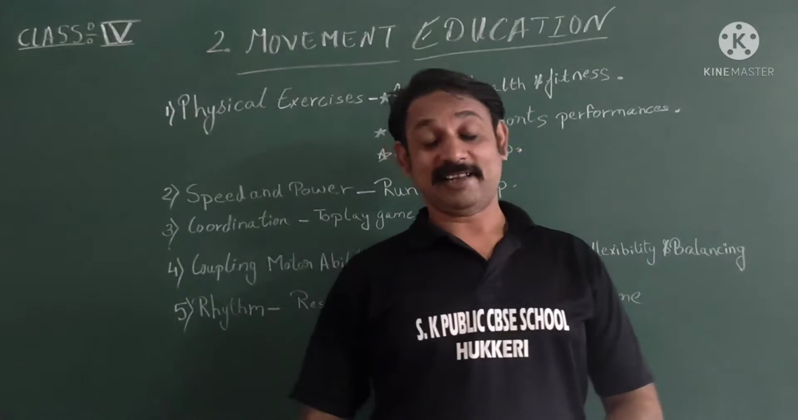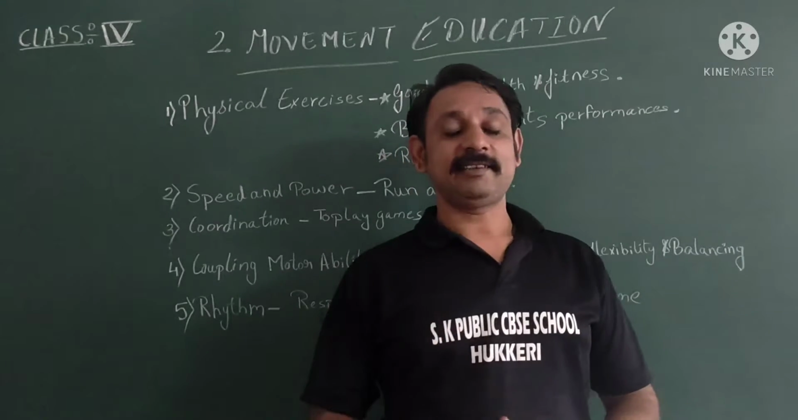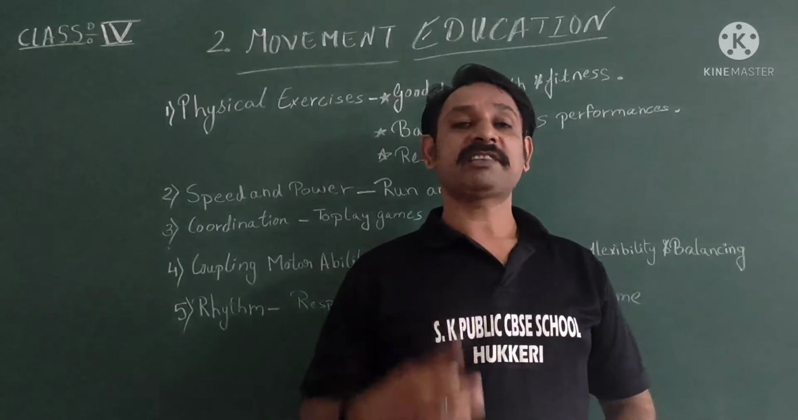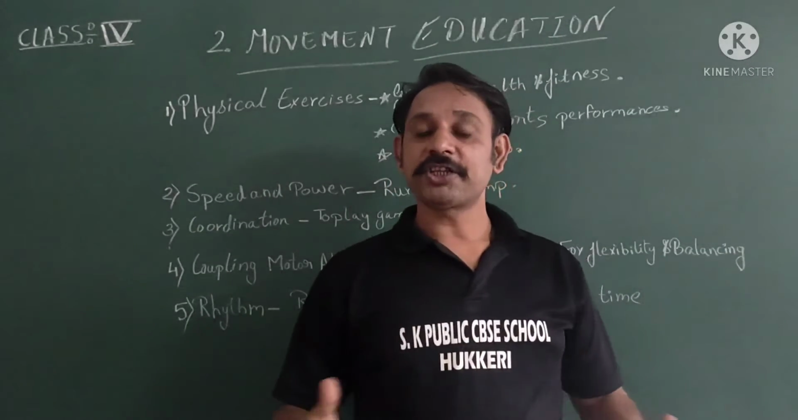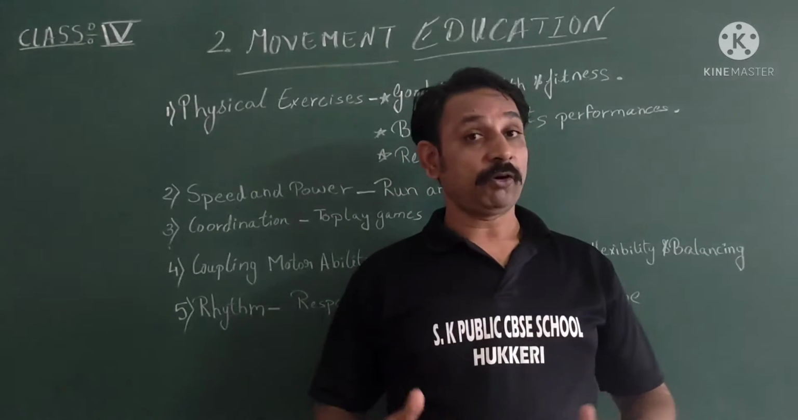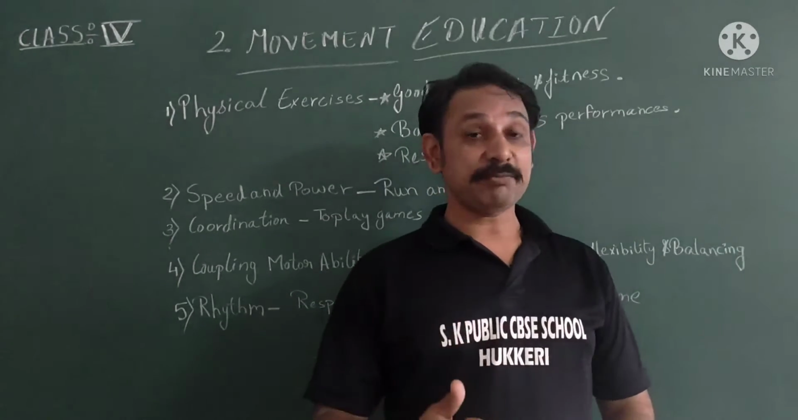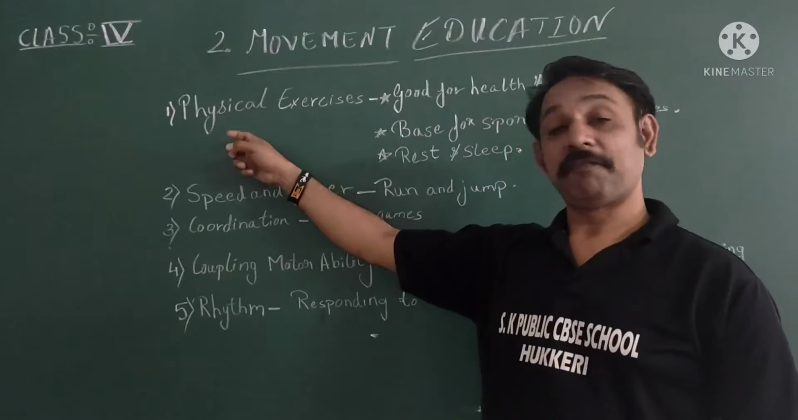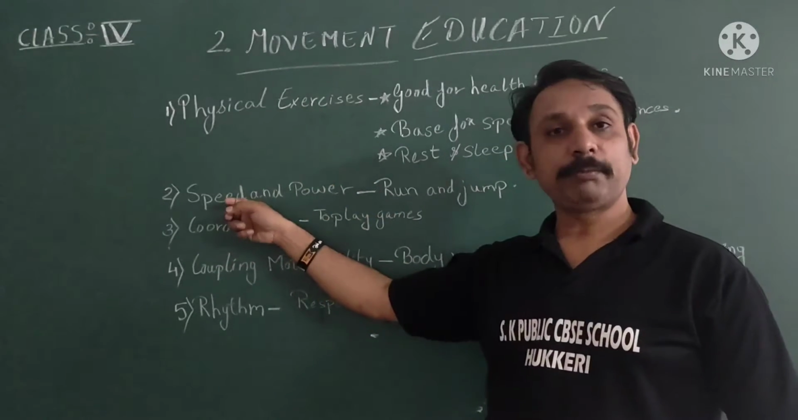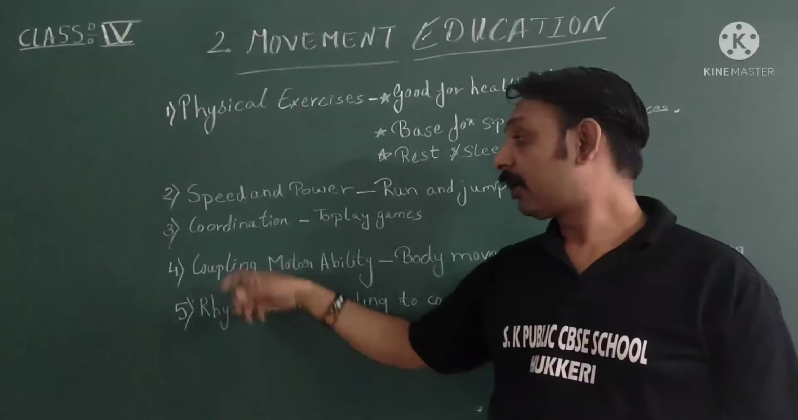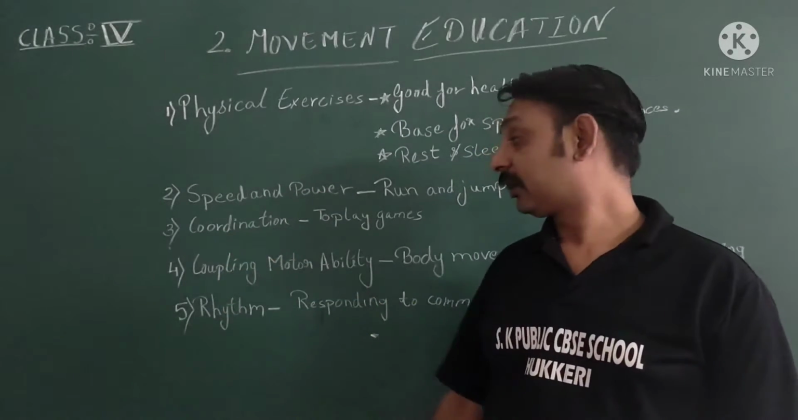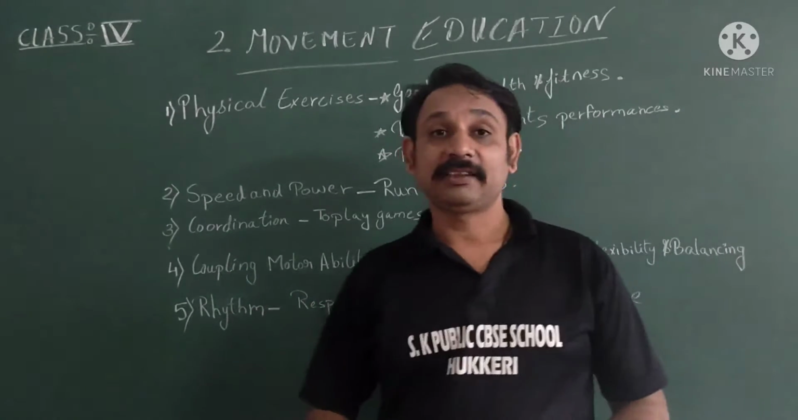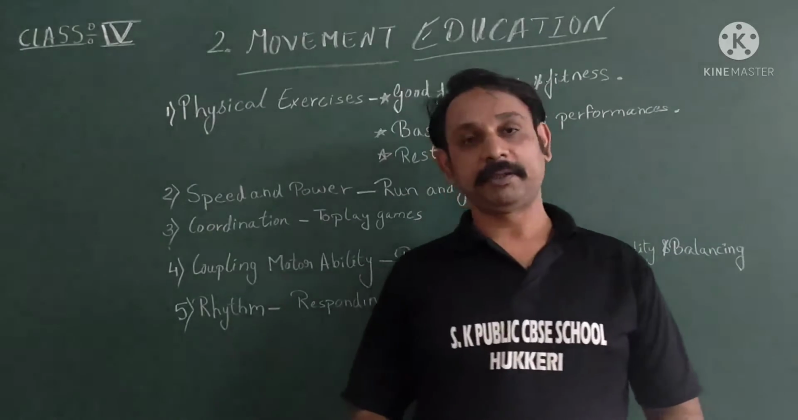So children, in today's class, we are going to study our second lesson, that is movement education. And in movement education, we will study 4 important points which are very important for our good health, for our games and sports. So what are those 4 points? Point number 1 is physical exercises. Point number 2 is speed and power. Point number 3 is coordination. Point number 4 is coupling motor abilities. And last one is rhythm.